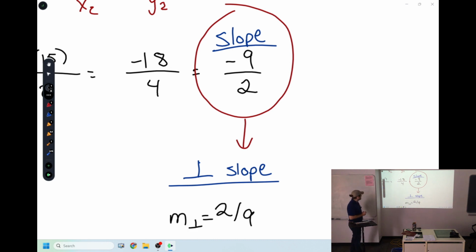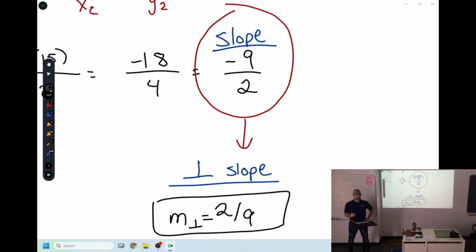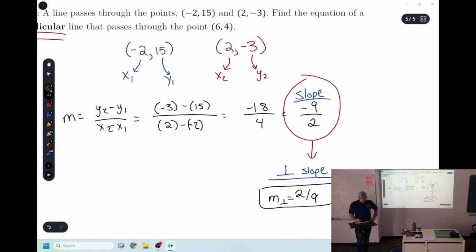Look at that little thing. I just thought to do that. I should always do that. See how I did the M with the little perpendicular sign? I don't know. It's kind of fun. Okay?